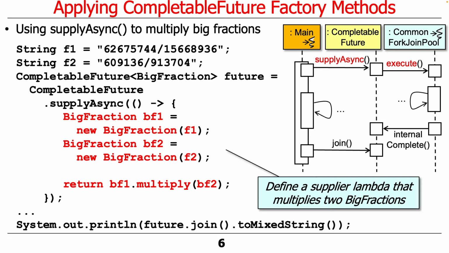This supplier lambda multiplies two big fractions. This looks very similar to what we saw before. The main difference being that there's no complete method on some incomplete completable future. Instead, this is more self-contained.